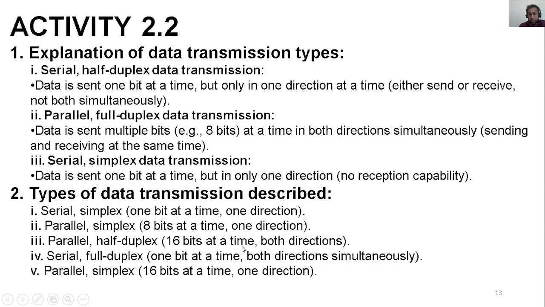Then 16 bits at a time means it's parallel, and both directions means half duplex. It hasn't mentioned simultaneously, that's why we are calling it half duplex. One bit at a time is serial, and both directions simultaneously means full duplex. 16 bits at a time is parallel, and one direction means it's simplex.